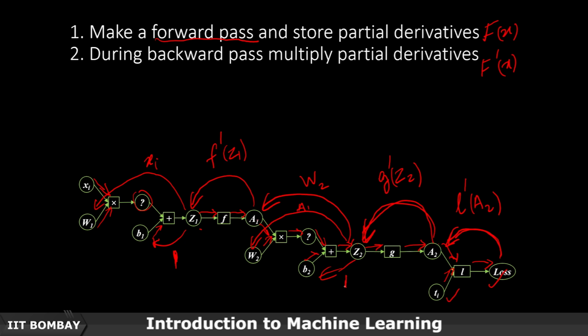Okay, so these are all the partial derivatives that you need for computing the derivative of the loss with respect to w1, with respect to w2, with respect to b1, with respect to b2. Just follow the chain from the loss to the parameter whose partial derivative you are trying to compute and multiply everything coming back. But we compute it and store it locally going forward.